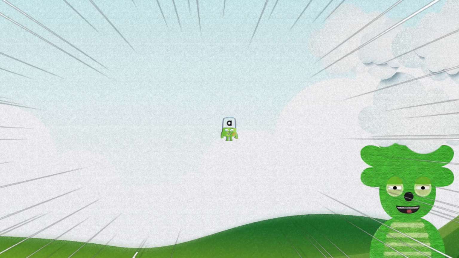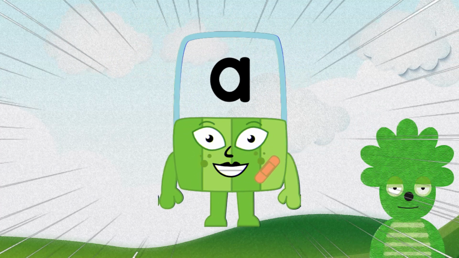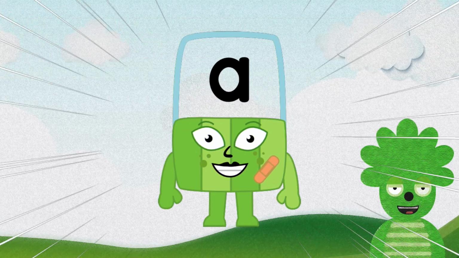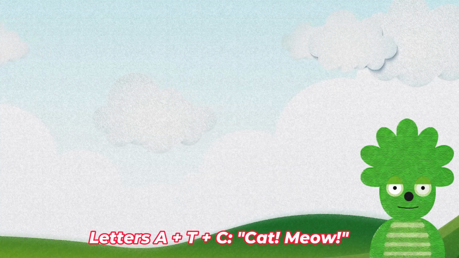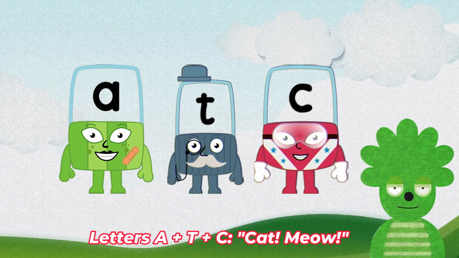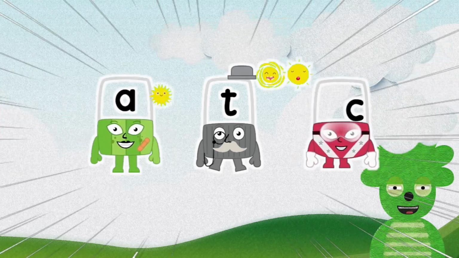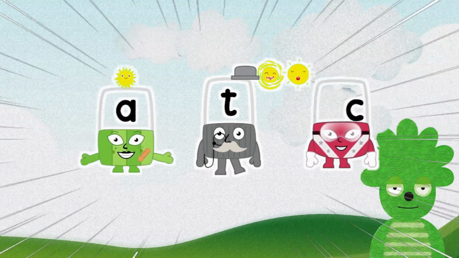Look, here comes letter A. I make the sound A, like in apple. Let's find a word starting with A. Letters A plus T plus C, cat, meow. Great, you blended A, T, and C to say, cat.